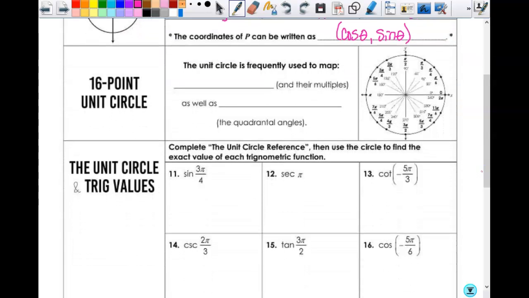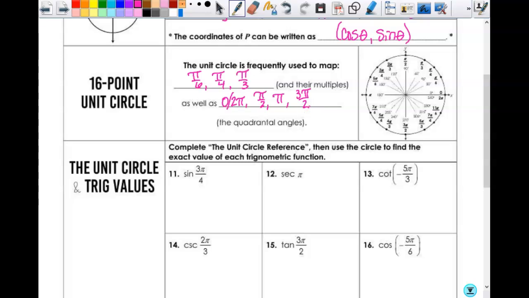All right, so our 16-point unit circle, which we already know and love, right? The unit circle is frequently used to map pi sixths, pi fourths, and pi thirds. Now, you could use it for pi twelfths and some other fractional equivalents of those, but these are the main ones we use, and whatever multiples there are, as well as 0 or 2 pi, pi halves, pi, and 3 pi halves, which are the quadrantals.